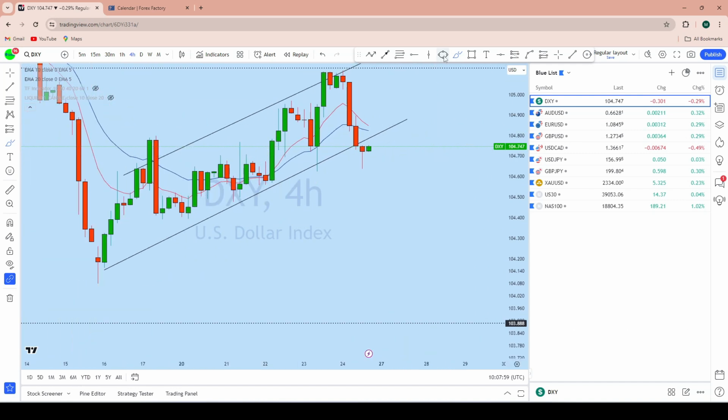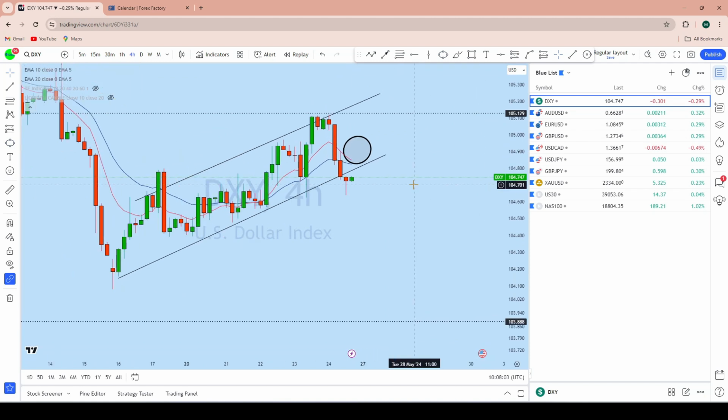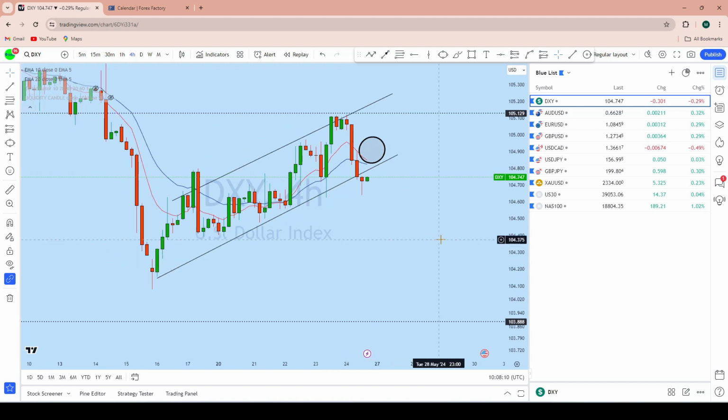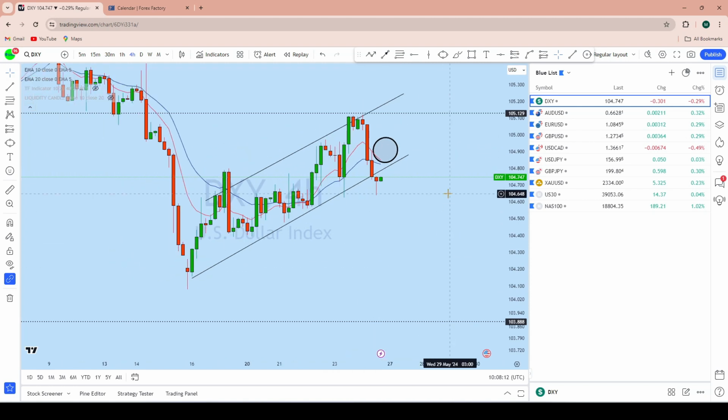So this is how we might see the market move, and as I mentioned, traders, make sure that you also do your own analysis. The market may do something completely different, but I think that this might be the situation based on the current price action with the market open.